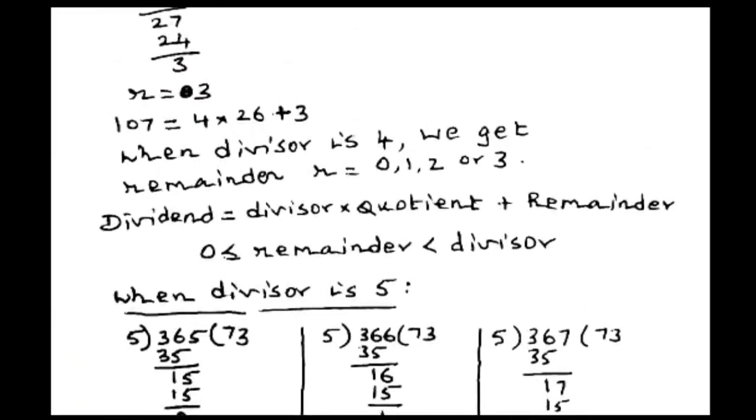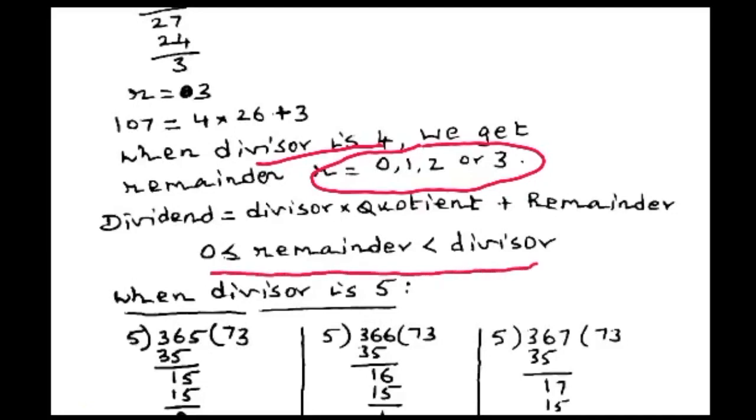So when the divisor is 4, we got the remainders 0, 1, 2 or 3. Now, we write again the property 0 less than or equal to remainder less than divisor, and dividend equal to divisor multiplied by quotient plus remainder.